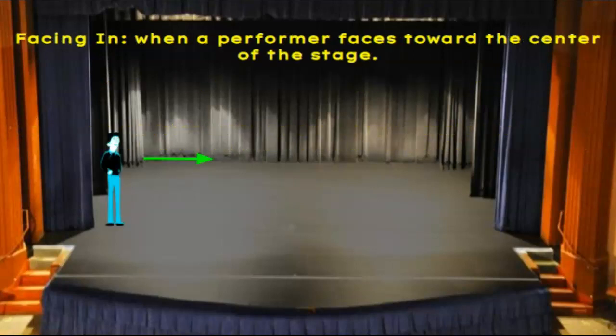Here we have some blocking that also requires some positioning of the body. When you face in, that's when you as a performer face towards the center of the stage. That is the first definition. Now, you can be at the very back of the stage, so very upstage, and facing into the center of the stage. You can be on the apron, the furthest downstage, and have your back to the audience and facing into the center of the stage. Or you can be near the wings like this performer, facing into the middle of the stage. It's just basically wherever you are on stage, facing towards the center of it.